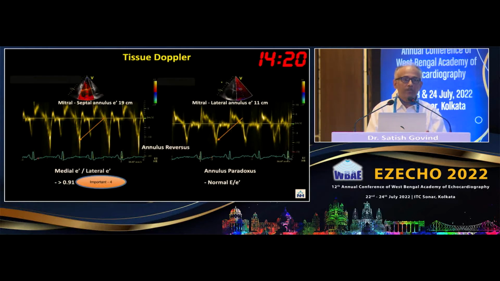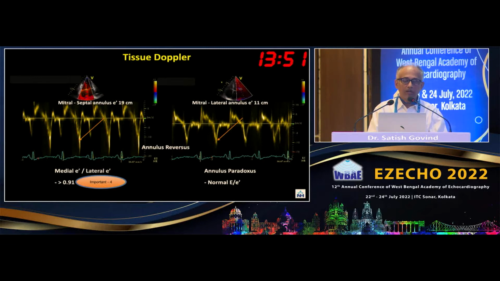Then you have the tissue Doppler used on either side, so you have the septal and then the lateral one. You have the reversal here. Typically the lateral velocities in a normal person are always going to be lesser than the septum, and now it is reversed here. So this is the annulus reversus, and this is a more objective way of looking at it, dividing the medial E prime and lateral E prime, and you get this number here. This again is a very important parameter in coming to a conclusion.